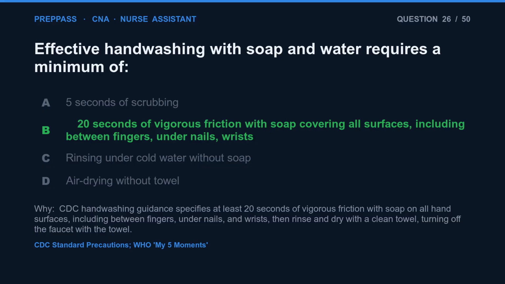The correct answer is B. CDC hand washing guidance specifies at least 20 seconds of vigorous friction with soap on all hand surfaces, including between fingers, under nails, and wrists, then rinse and dry with a clean towel, turning off the faucet with the towel.